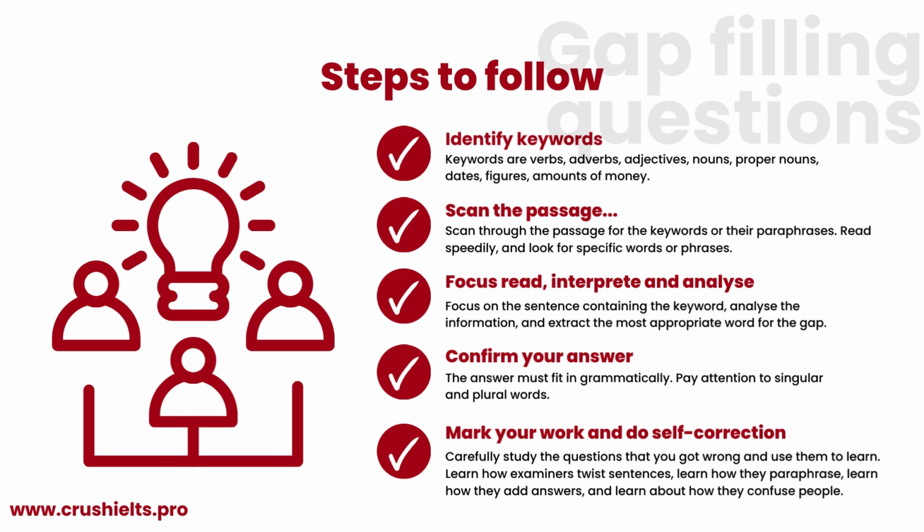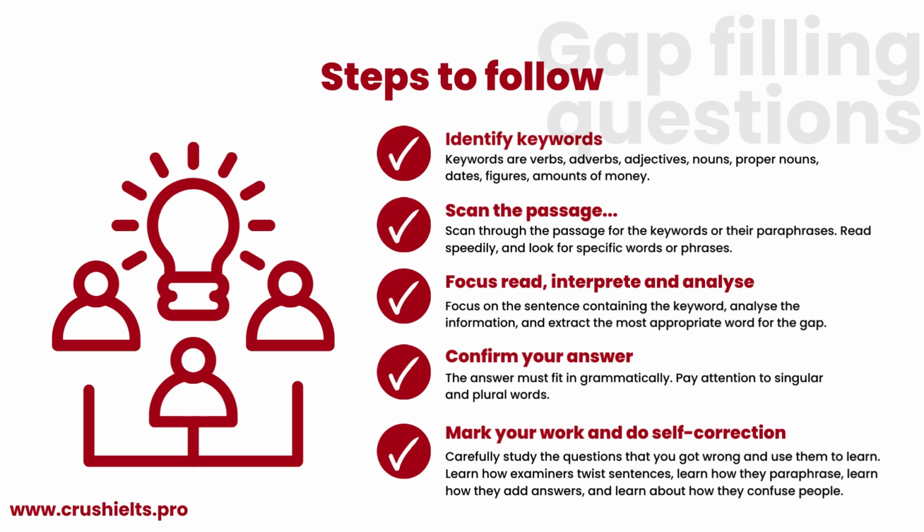Now, after identifying the keyword, the next thing to do is to scan through the passage and look for the keyword. Don't just look for the keyword, look for the paraphrases of the keyword. That's step two. So let's assume that I see school in my sentence. I need to go to the passage and look for school or maybe educational institutions or training centers or academies or colleges. Those are paraphrases of school. A paraphrase is a word that can be used to replace another word.